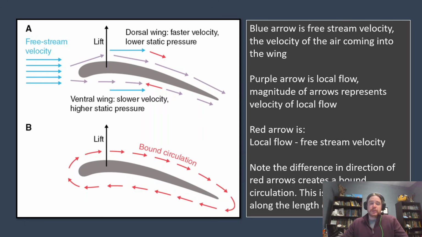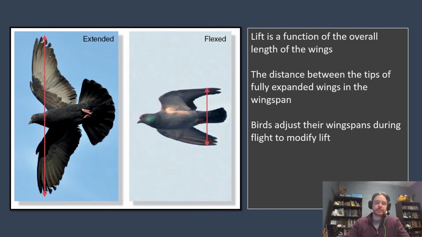circumstance arises. Differences in the velocity above and below the wing cause this bound circulation, and differences in pressure above and below the wing ultimately result in lift. Okay. And so I guess I should say here, you can see you have a low pressure, a low static pressure specifically, above the wing, and a higher pressure below the wing, right? That's the lift. Okay.